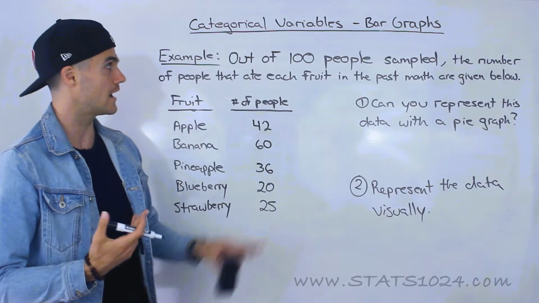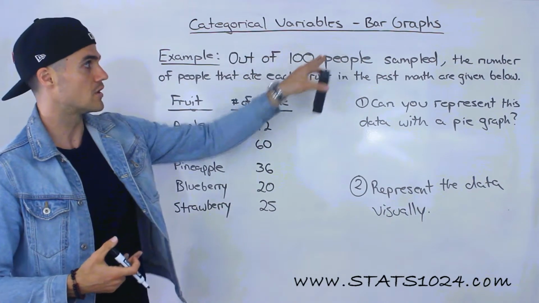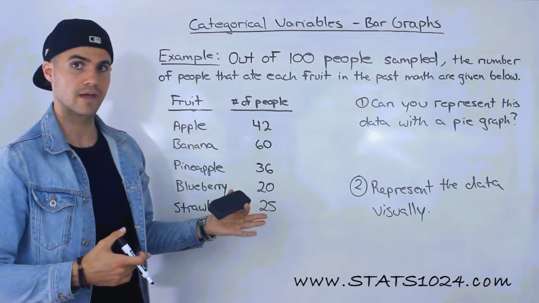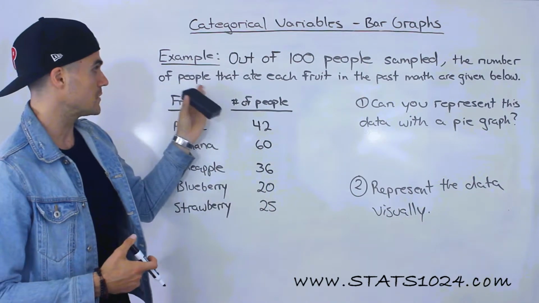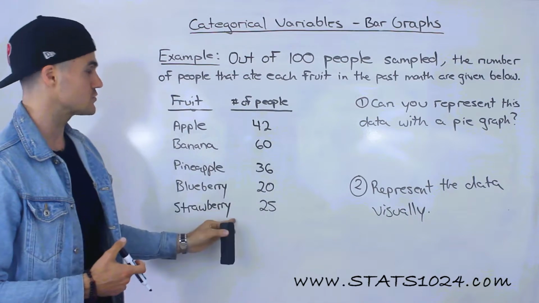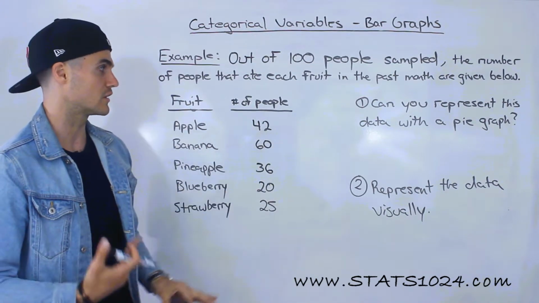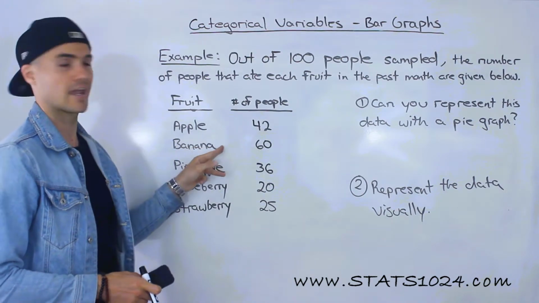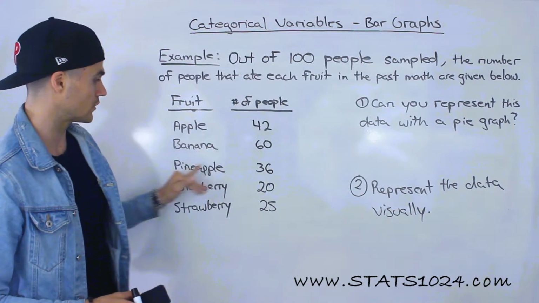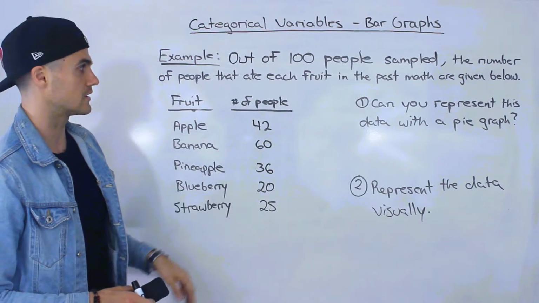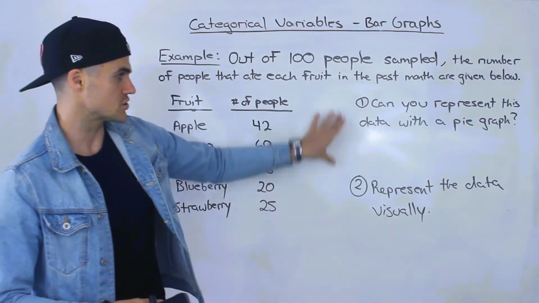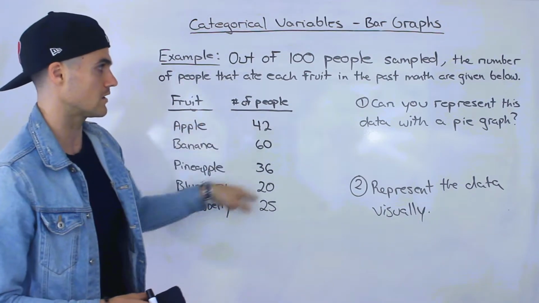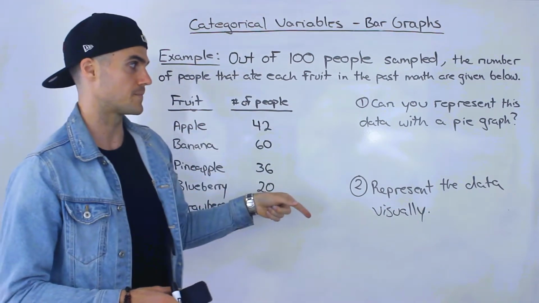Notice we're still analyzing categorical variables through a bar graph. So we have this new example. Out of 100 people that we sampled, the number of people that ate each of these fruits in the past month are given below. So 42 people ate an apple, 60 people ate a banana, 36 of the 100 ate a pineapple, etc. And we got these two questions to answer. The first question is, can you represent this data with a pie graph?